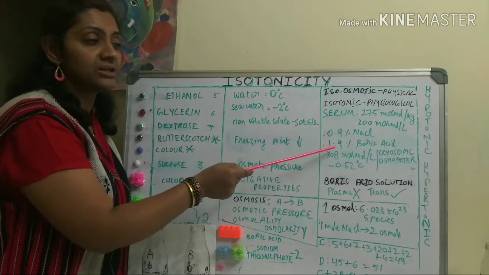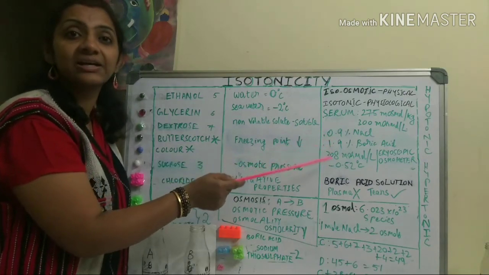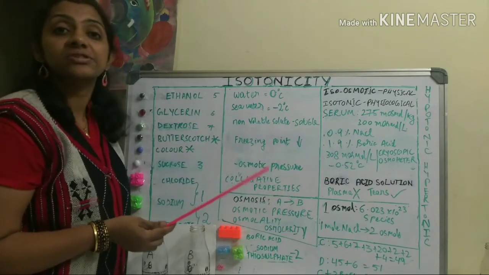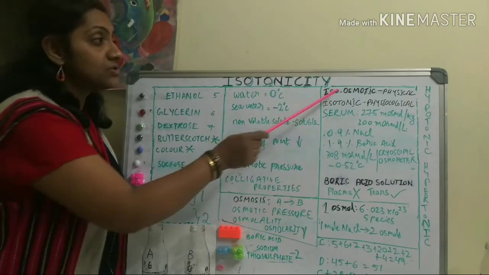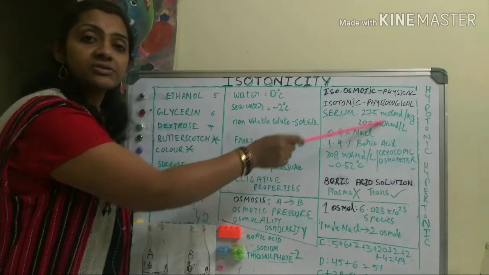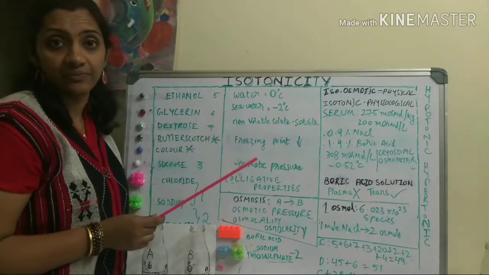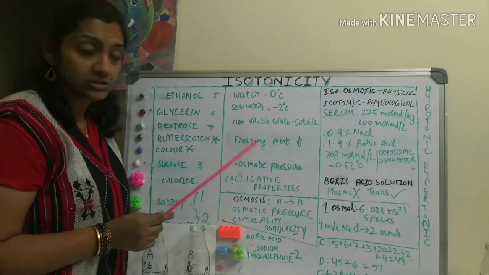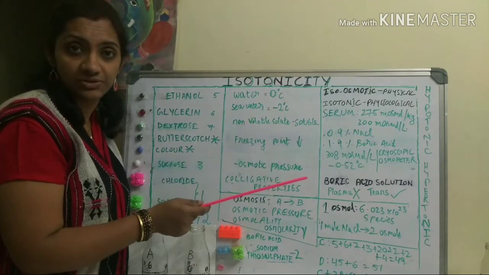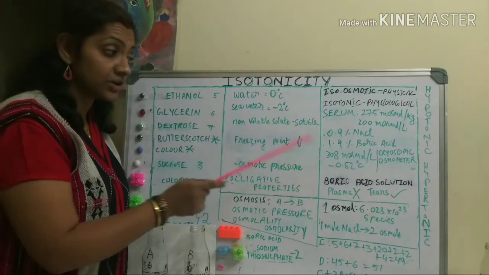0.9% sodium chloride and 1.9% boric acid are isoosmotic with plasma. So where is the question of isotonicity? Isoosmoticity is a physical phenomenon, whereas isotonicity is a physiological phenomenon. When you are talking about physiological, you are talking about the relationship with specific body fluids, right? We are talking about the relation.